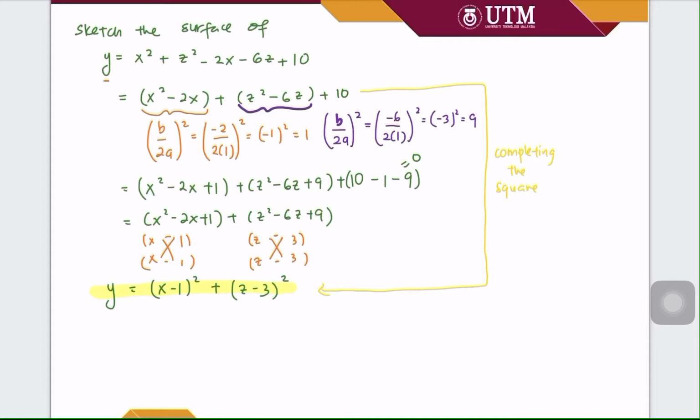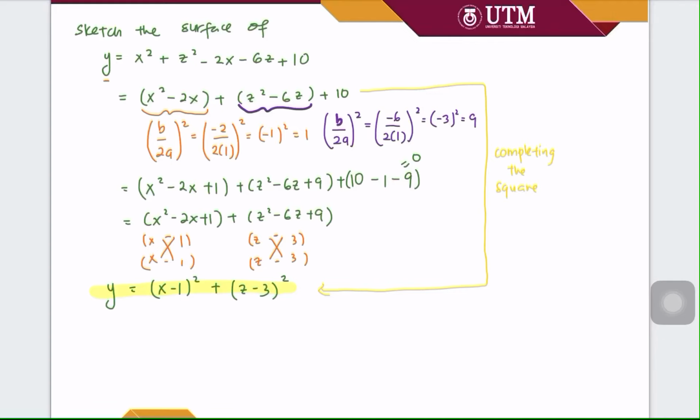So you look at here, this is 3 variables, so you will have 3 traces. Now you need to find the 3 traces. The first plane, for this case you have x minus 1 squared, right? So of course the trace for here is x equal to 1.